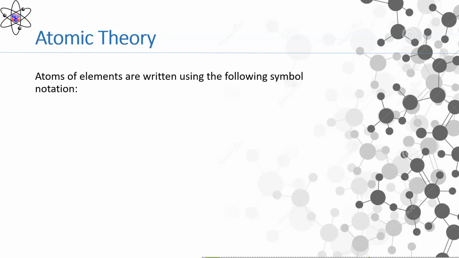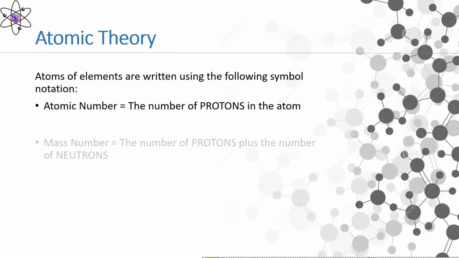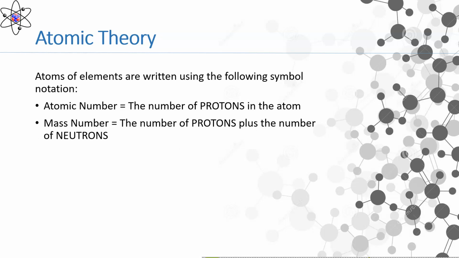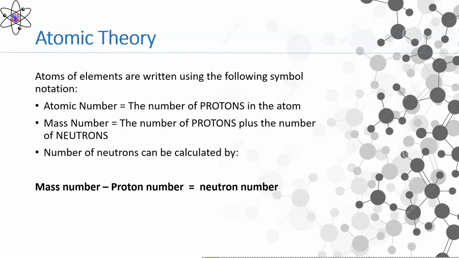Okay, now atoms of elements are written using the following notation. So we have what we call an atomic number. This is the number of protons in an atom. So atomic number is the number of protons in the atom. Mass number is the number of protons and the number of neutrons. So basically, the number of subatomic particles in that nucleus. The number of neutrons, you can find out by taking the mass number and taking away the atomic number, and that will tell you how many neutrons are present.